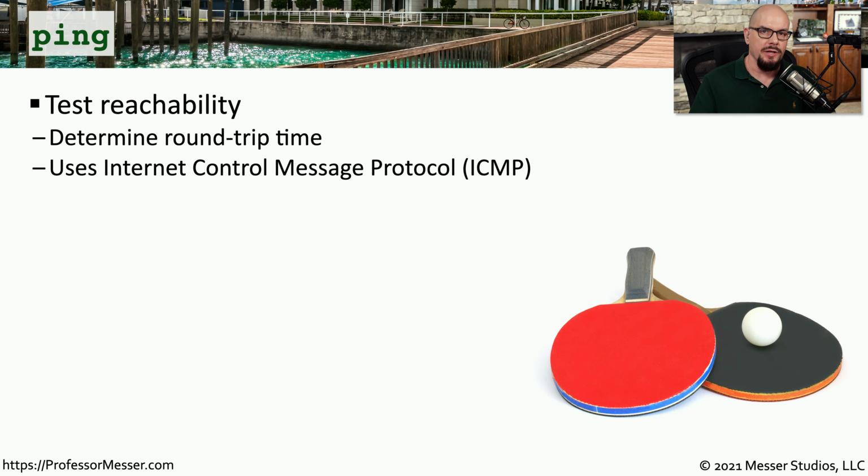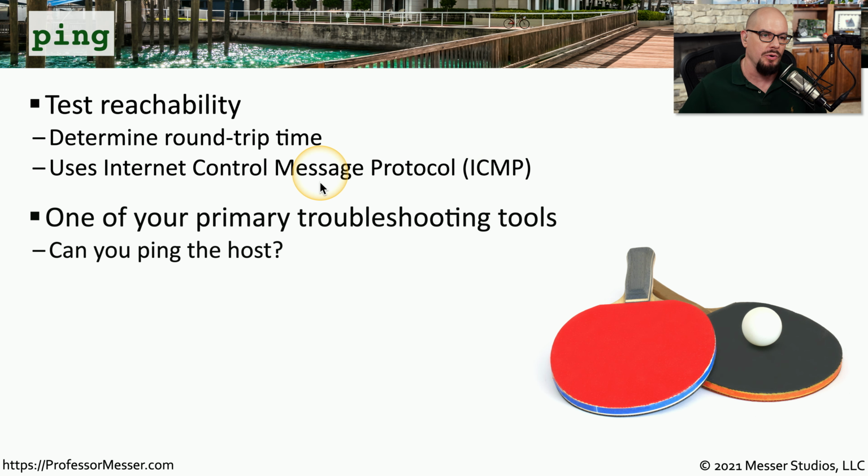One of the most common command line tools you will use is the ping command. Ping is used to test reachability. It will tell you if another device on the network is responding to your queries. It will also show you the round trip time to send information to that device and get a response back. This uses a protocol called ICMP, or the Internet Control Message Protocol.